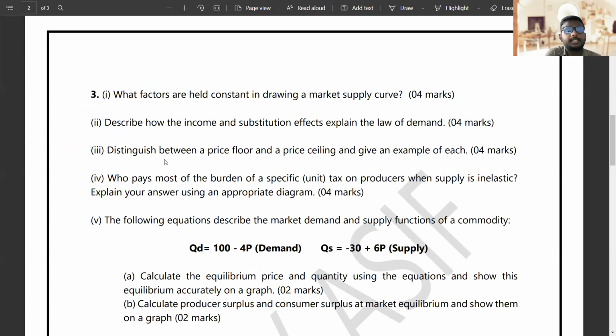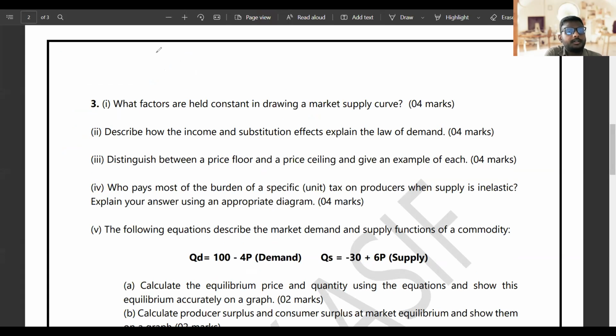what factors are held constant in drawing a market supply curve? All the other determinants except price of the particular good are held constant. They are technology, government policies, number of sellers in the market, cost of production, price of related goods such as alternative options for the producer. They have asked only 4, but write down as much as you can. 4 is enough. 1 will get you 1 mark, but write as much as you can so that you'll be getting the full marks anyway. Is that clear? All good? You can write expectation of price, future expectation of price also. All good? All cool?